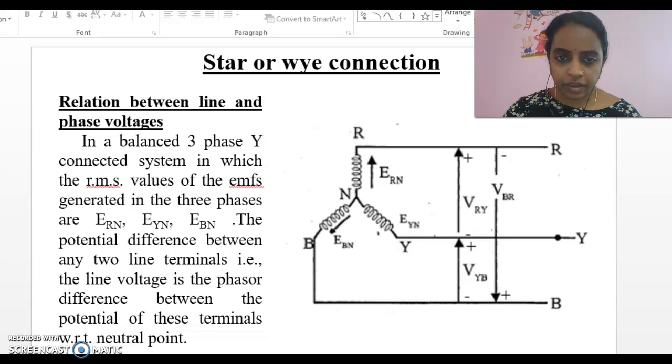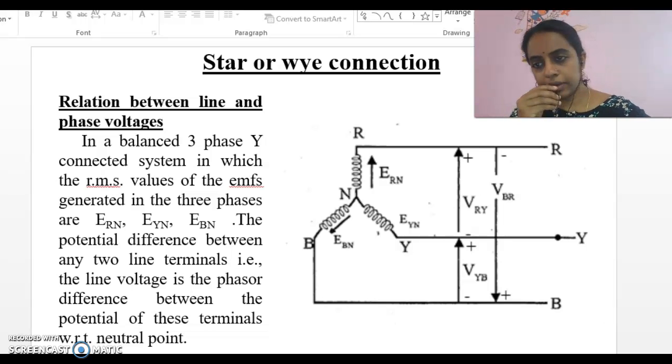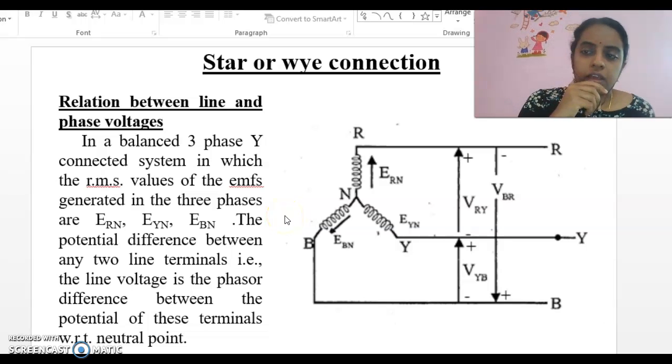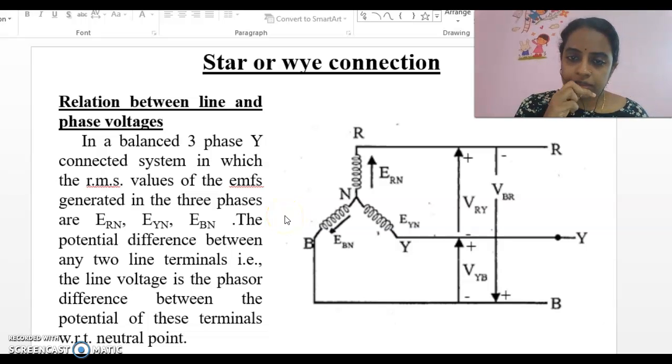Good morning. We know there are three types of connections available for a three-phase system. One is individual connections, second one is star or Y connections, and third one is delta connections. Now we are going to see star or Y connections. We have already seen the basics of star connection in the previous slides.